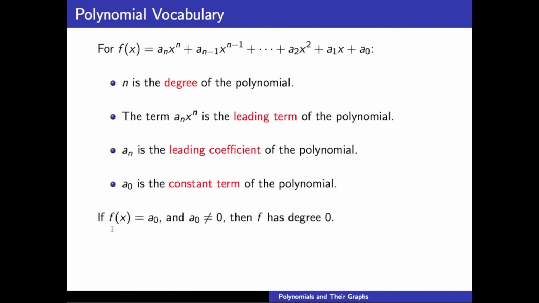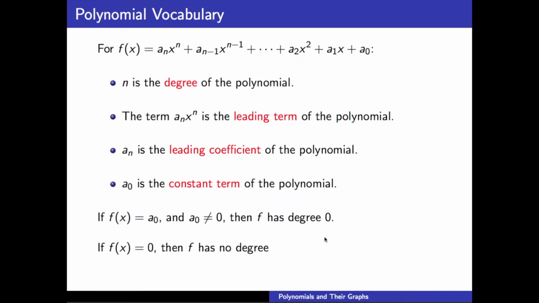So if we just have a function equal to a constant that's not equal to 0, then the degree of that constant is 0. So we have like x squared, x, and then a sub 0 times x to the 0. So if our constant's not equal to 0, then our function has a degree of 0 if that's the only thing that's there, if there's no other x's or anything. If we have f of x equals 0, then f has no degree.